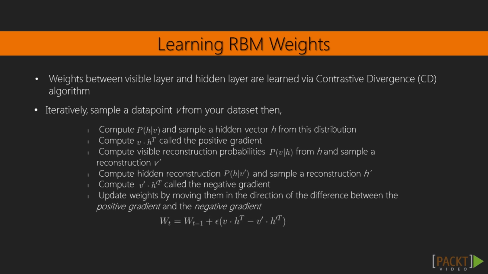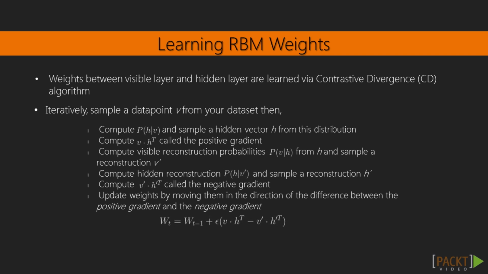The network weights are learned via an algorithm called contrastive divergence. The derivation of the contrastive divergence algorithm is beyond the scope of this video, but you can study that yourself if you follow this link. However, we will cover the contrastive divergence procedure. It is an iterative algorithm that is very similar to the stochastic gradient descent algorithm that we learned about in the feed-forward neural network videos.